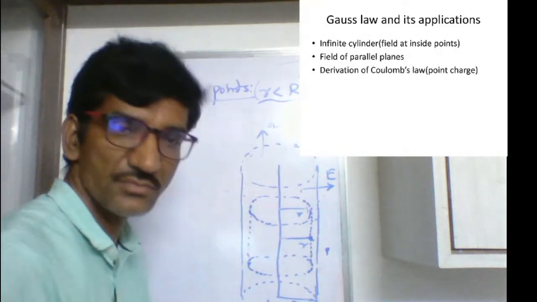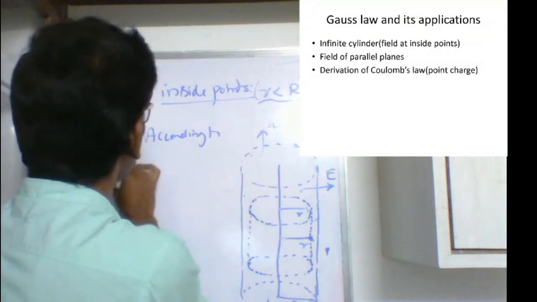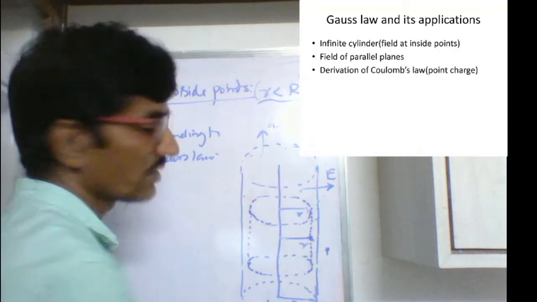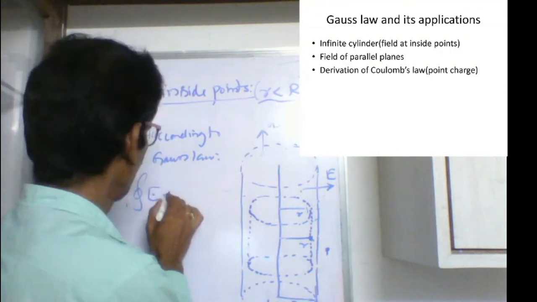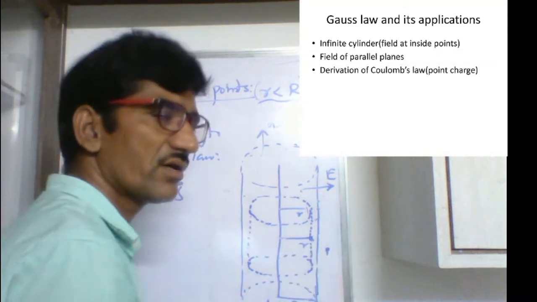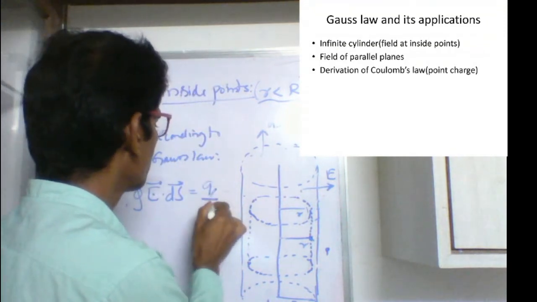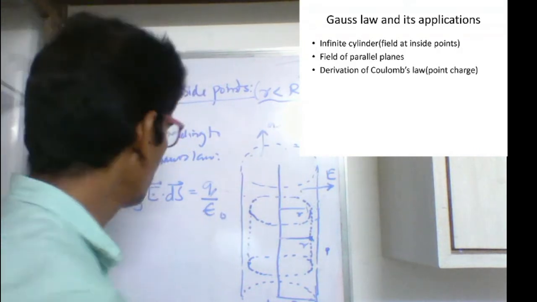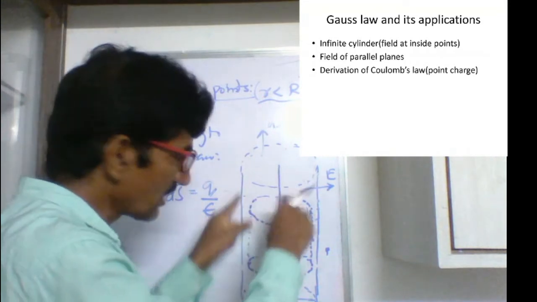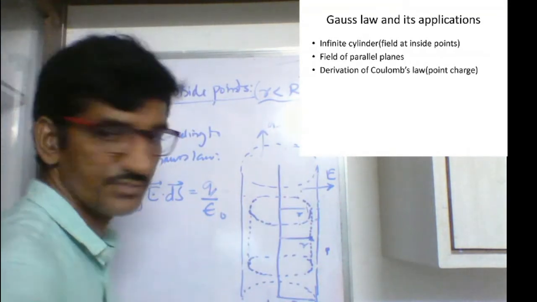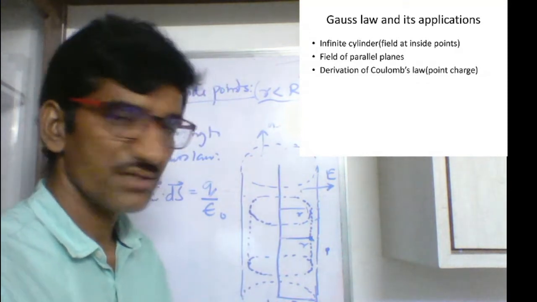Now, according to the Gauss law, you will write integral E dot ds is equal to q by epsilon naught. Simply I am writing the Gauss law as it is. Now we have to modify this according to our problem. We have to apply this for this Gaussian surface which is lying inside the original cylinder. Now how much charge is there inside this imaginary surface?